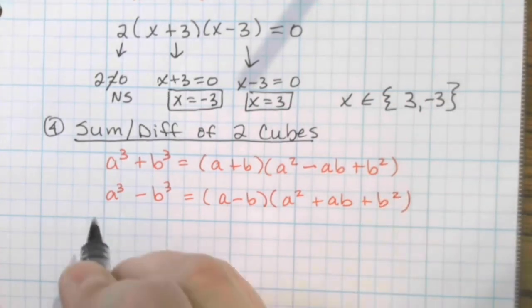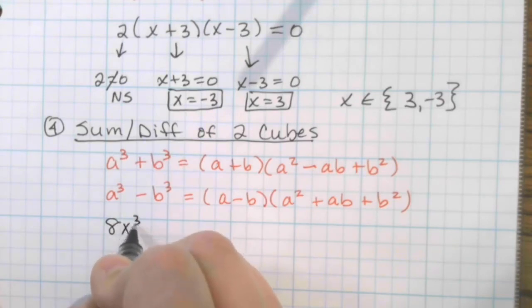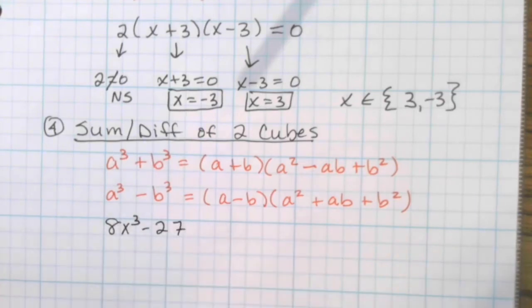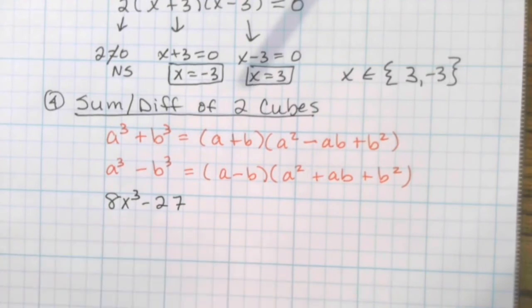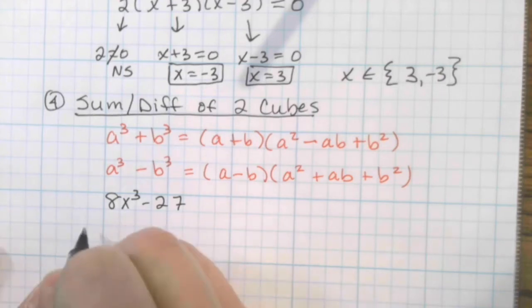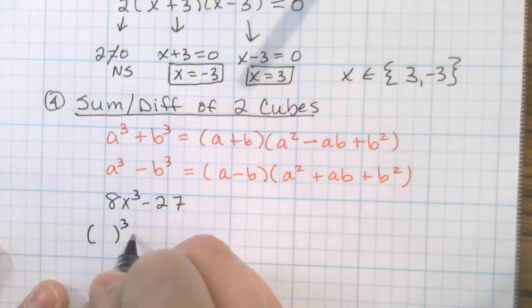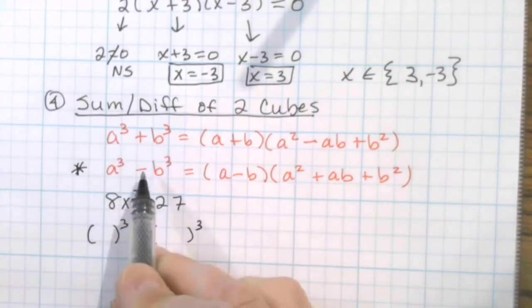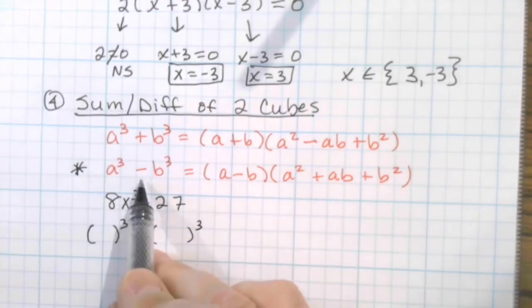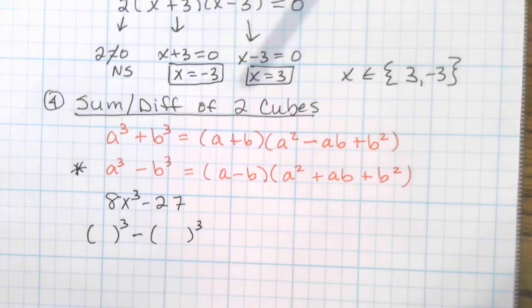So our example is going to be 8x cubed minus 27. We're going to factor this. First things first, divide out what you can. I can't divide anything out. So second thing, see if you can write this as something cubed minus something cubed. Obviously, it has to be a minus, the difference, because this has a negative in it.